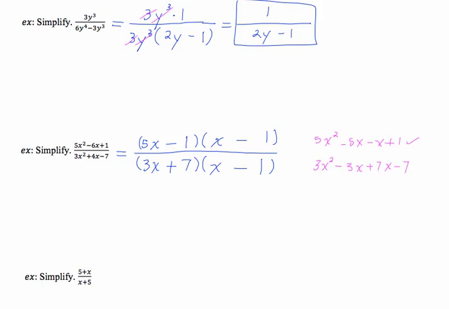Now let's take a closer look at it. Do we have any common factors? Yes, we do. We have x minus 1 and x minus 1, so those do cancel. And so we get 5x minus 1 divided by 3x plus 7. So there is the same expression except it's simplified.